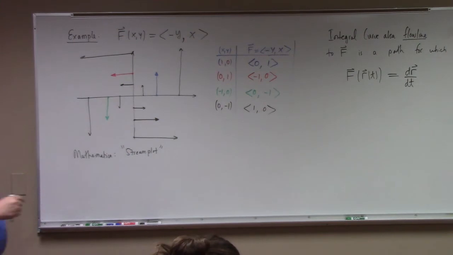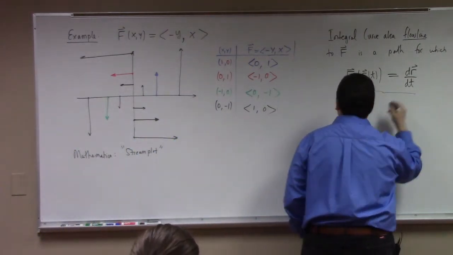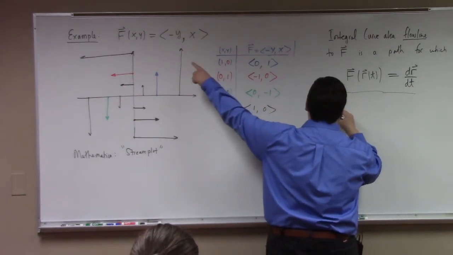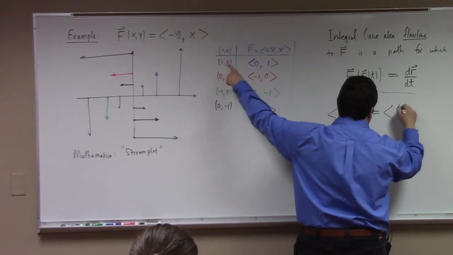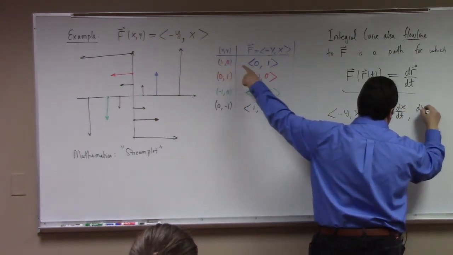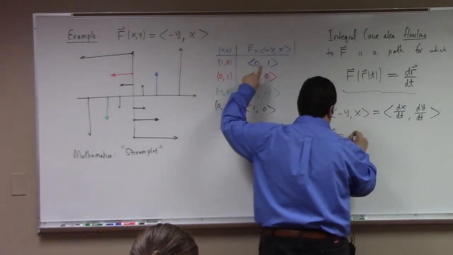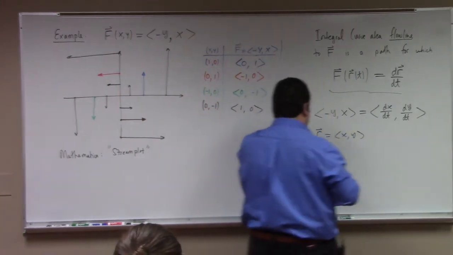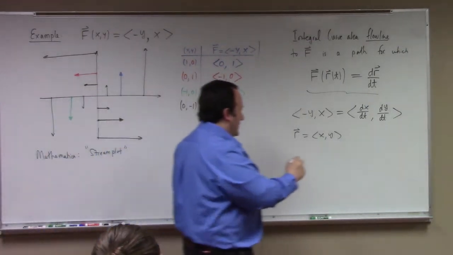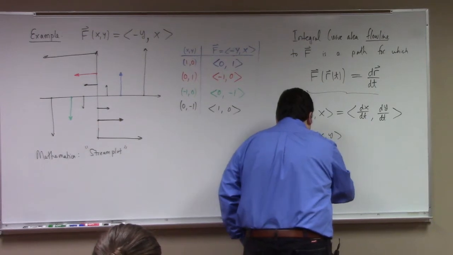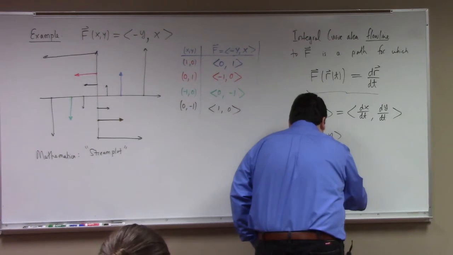What would that mean? What does this actually look like? This is kind of an abstract condition. What does this actually mean for my example? This would mean that we had minus y, x equal to dx/dt, dy/dt, where I'm just using r equal to x, y as my notation for the path. So you see we have to solve differential equations in this case. We have to solve dx/dt equals minus y, and we have to solve dy/dt equals x.